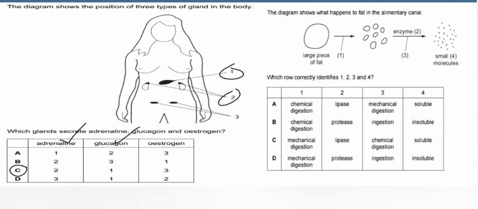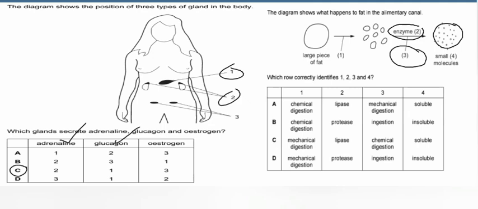Then the last one, the diagram shows what happens to fat in the alimentary canal. We have a large piece of fat being broken down to form smaller ones. The enzyme is going to be applied at stage 2, and also the process at 3 is going to occur. Now, the last one here, we are going to have small droplets of what? Fats, which are going to be small molecules. So these now are going to be soluble. They are going to be absorbed by the bloodstream.